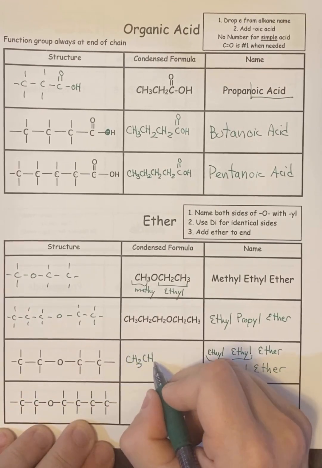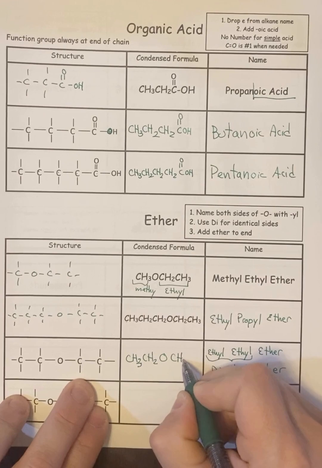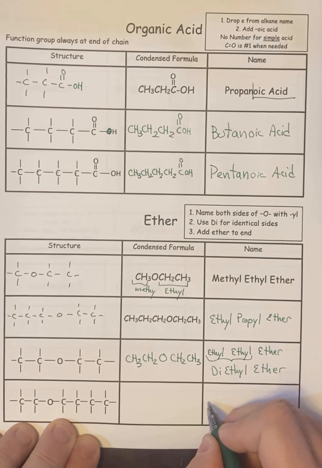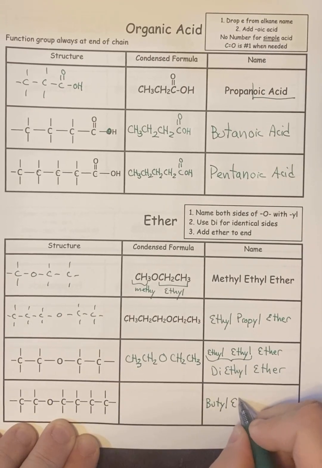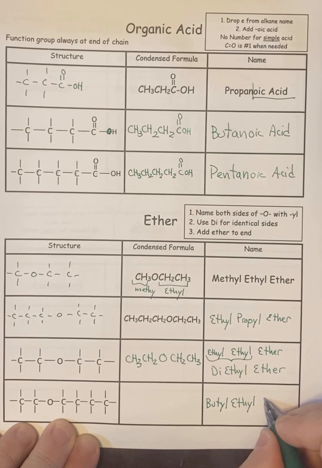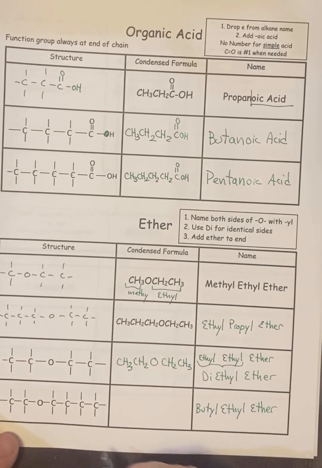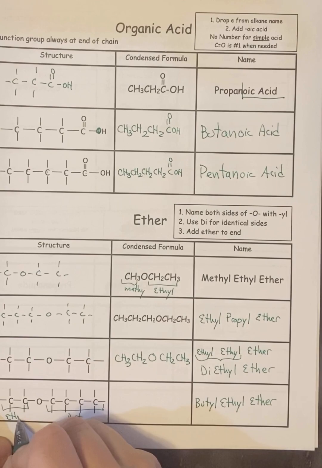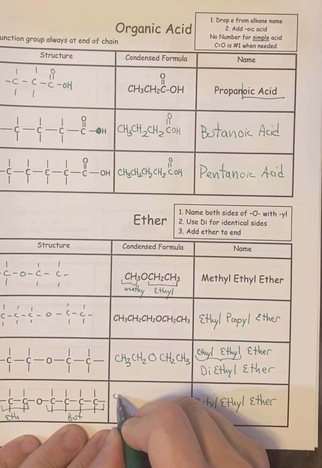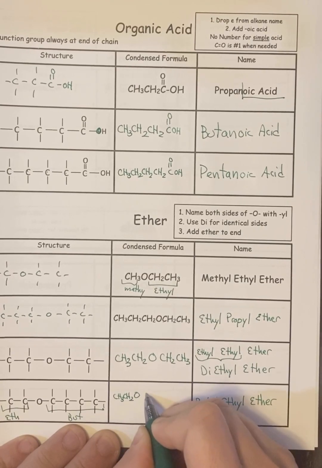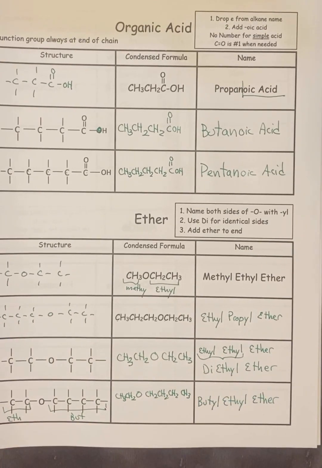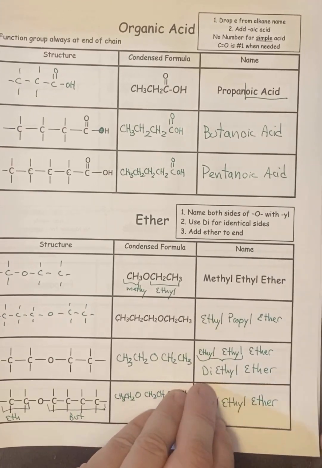So that should be CH3, and then a CH2, then an O, CH2, CH3. Last one, this one would be 1, 2, 3, 4. Butyl, 1, 2. Ethyl ether. That's my butyl. That's my ethyl. And then there's my ether. And there's the condensed version. So that's it for organic acids and ethers.